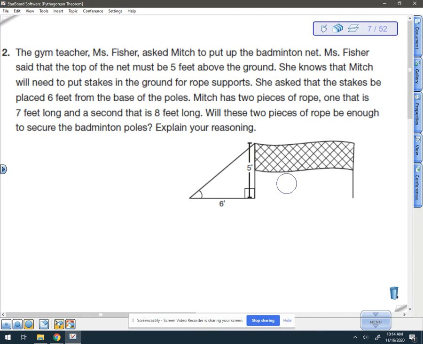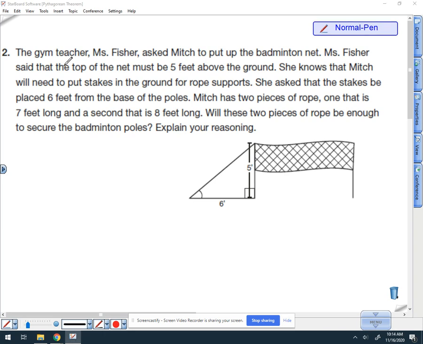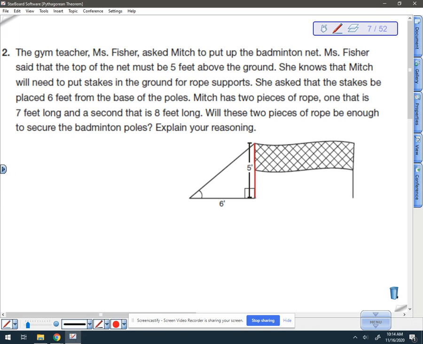So let's look at another one. The gym teacher, Miss Fisher, asked Mitch to put up a badminton net. Miss Fisher said the top of the net must reach 5 feet above the ground. So you look here and you see on your triangle, all right, we got one side and it's 5. She knows that Mitch will need to put stakes into the ground for rope supports. She asked him to put the stakes 6 feet away, so you know that's 6.